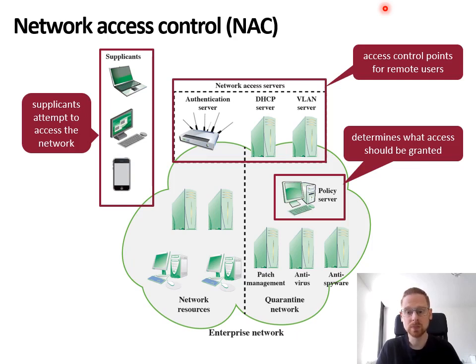Based on the information provided by the supplicant, the policy server will determine what access should be granted to this supplicant. The policy server often relies on backend systems such as antivirus, patch management, or a user directory to help determine the host conditions. Finally, the third involved party is the network access server, or NAS. The NAS functions as an access control point for users in remote locations, connecting to the enterprise's internal network. It will contain an authentication server that determines whether or not a user's identity can be verified, but can also contain other types of servers such as a virtual LAN server or a DHCP server, and so on.